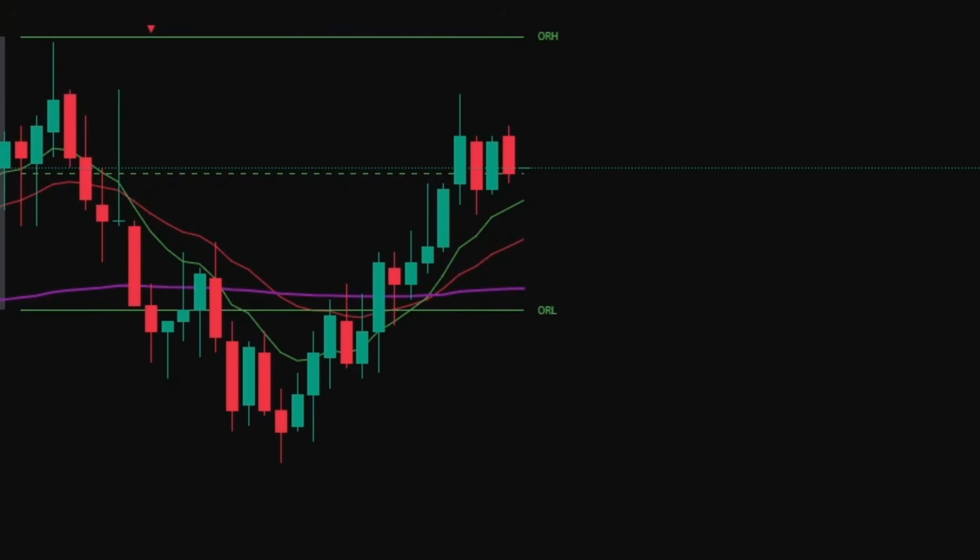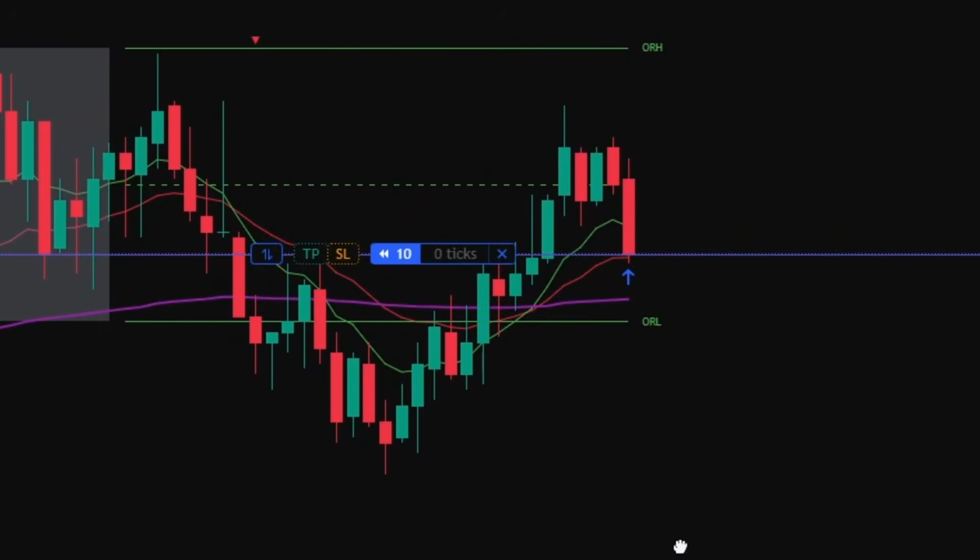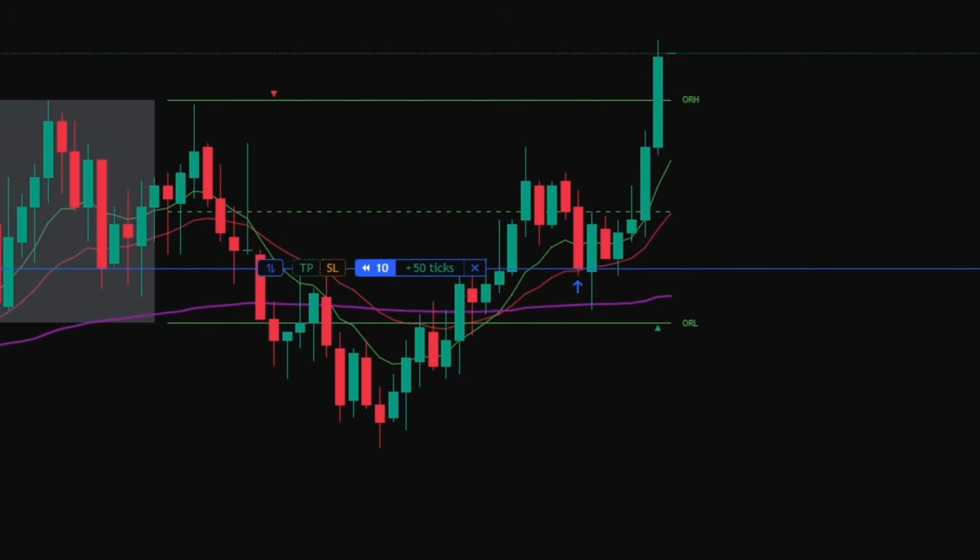In this example, until I see both EMAs get above the VWAP, I'm not touching anything. Once they clear that level, then it gives us the green light to take the next pullback into the EMAs.